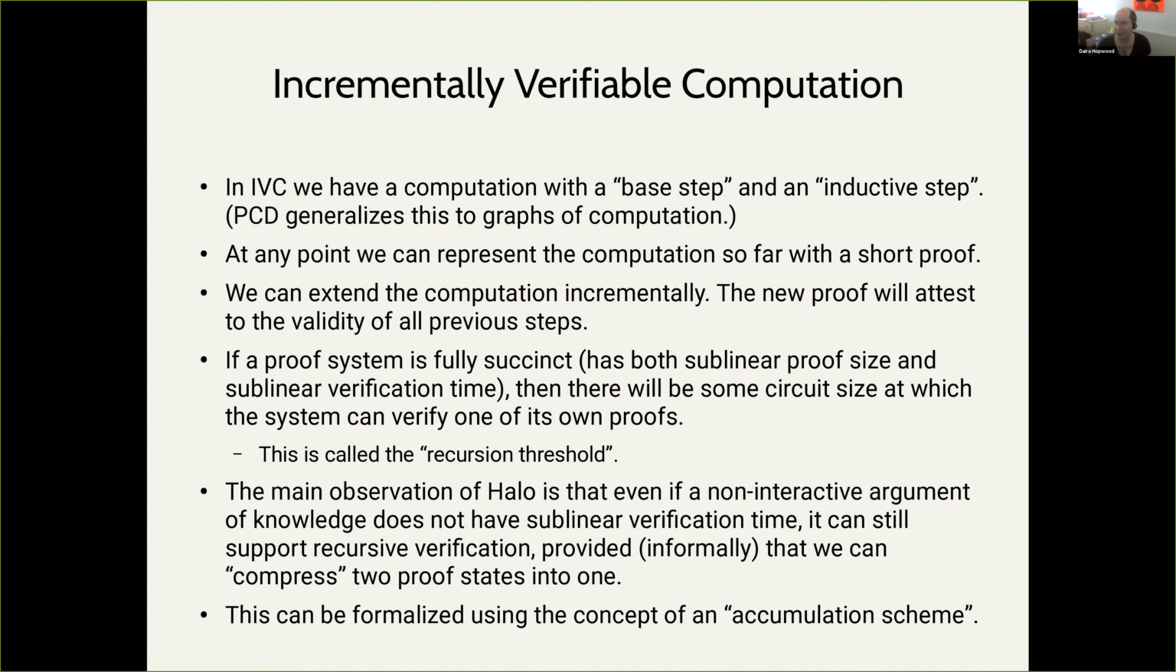And we want to be able to extend that computation just knowing the proof and the new step. So if we have a fully succinct proof system, that is a proof system that has sublinear proof size and can also verify those proofs in sublinear time, then there's a paper that proves this. There will be some circuit size at which the system can verify one of its own proofs. So that allows us to construct this incremental computation.